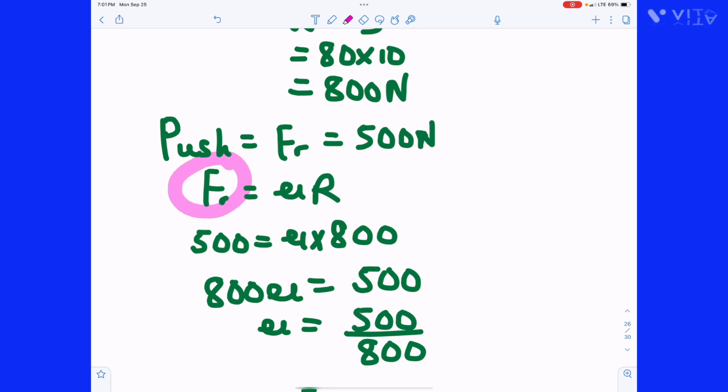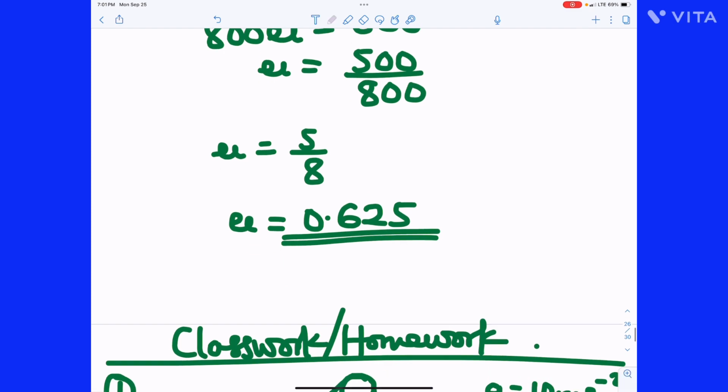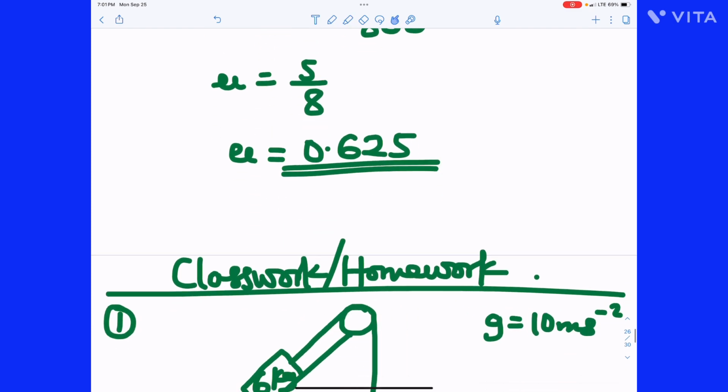So using frictional force is mu R, and we know the mass of the box to be 80 kilograms. 80 times 10 will give you the weight, 800 newtons. So the weight will be equal to the normal reaction. So mu R is equal to 500. Mu will be 500 over R, and that gives you 0.625. So that's the end of the examples.